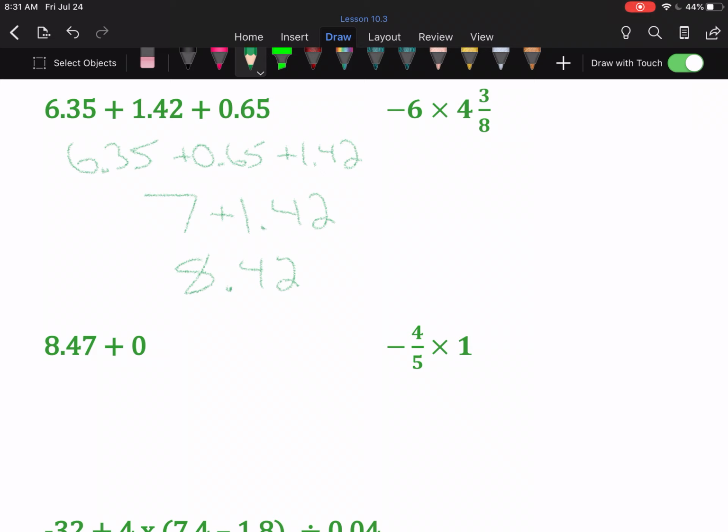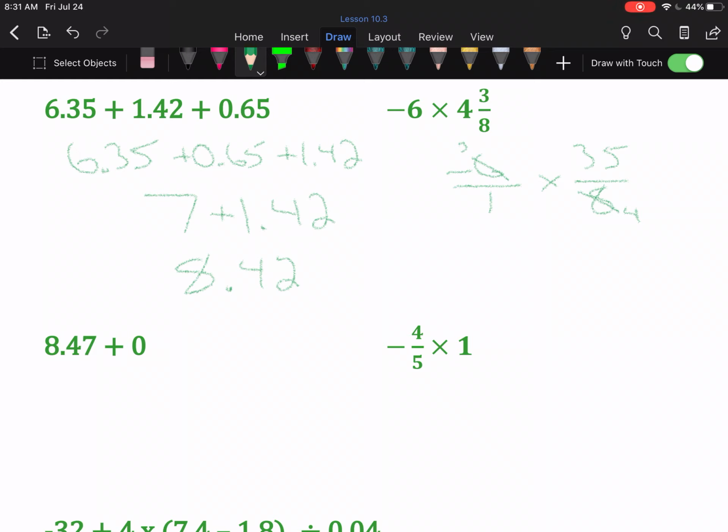The next problem is just regular multiplication, nothing fancy. So make -6 a fraction so that it's over 1. Make the mixed number 4 3/8 a fraction. 8 times 4 is 32, plus 3 is 35. That's 35 over 8. 6 and 8 reduce to 3 and 4 respectively. And now we can multiply.